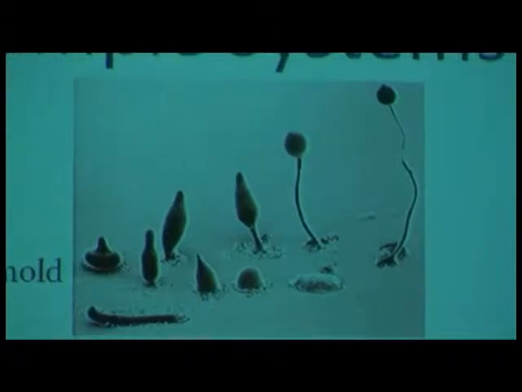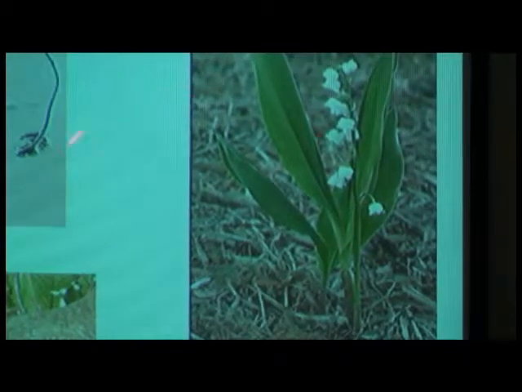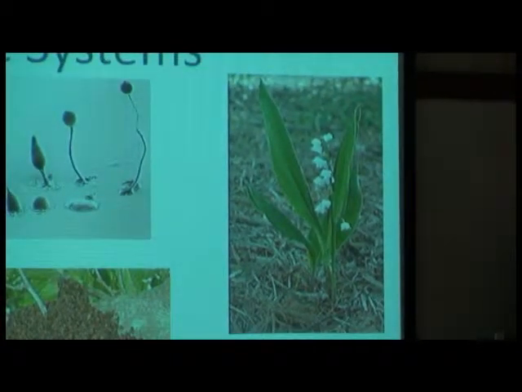Then you get things like plants, which are multicellular, and they have a very complex and very plastic developmental process in which they respond to the environment. If there's a lot more sun, they'll go toward the sun. And the root systems go and find water.